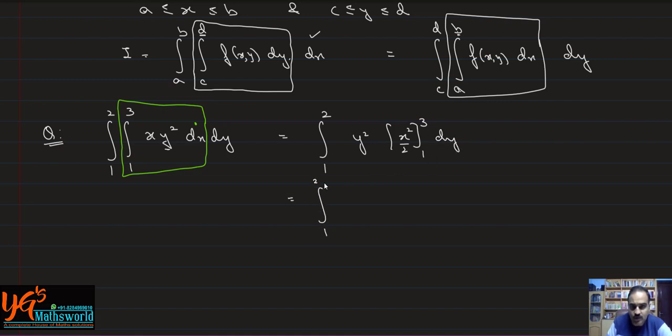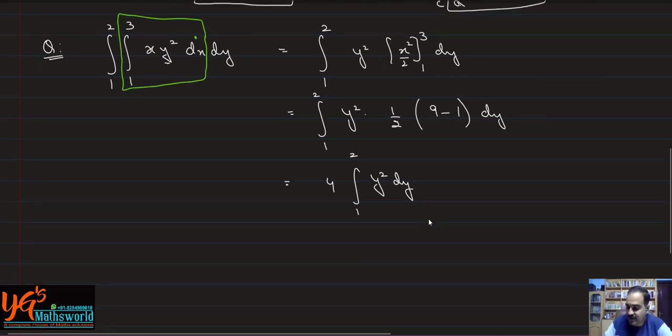So integral 1 to 2 of y square, 1 by 2, upper limit 3 square is 9, minus lower limit 1 square which is 1, into dy. 9 minus 1 is 8, 8 by 2 will be 4. 4 is taken out common, integral 1 to 2 of y square dy.